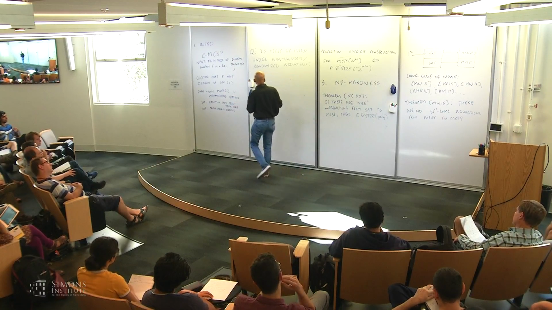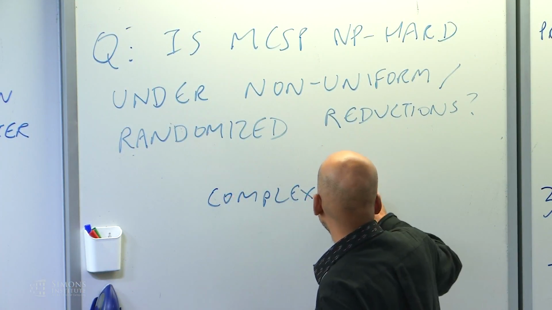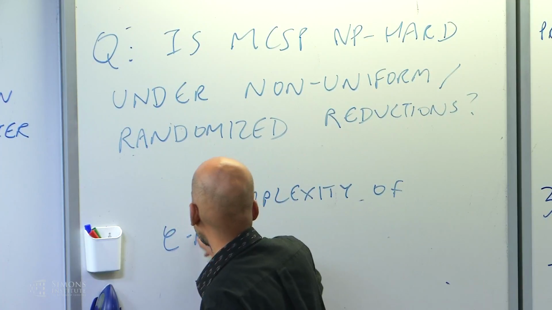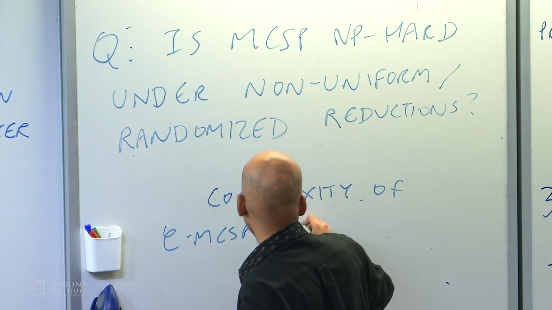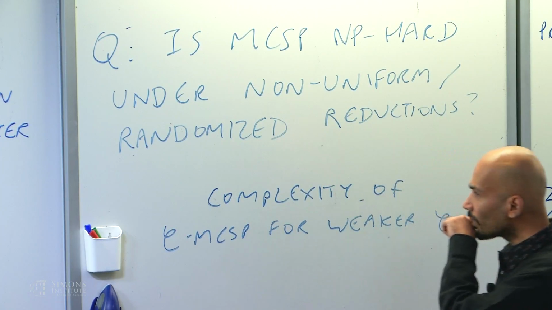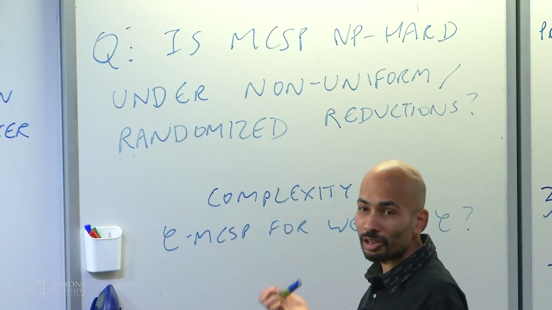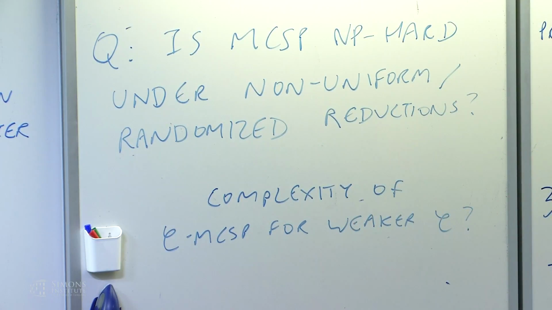So what's the complexity of MCSP for weaker C? It's a bit unintuitive actually, because you would think that if you're asking about a weaker circuit class C, the problem should only be easier. I mean, with a more complex circuit class, knowing whether there's a small circuit from that class or not should be a harder problem. But we don't know any way to make this formal.